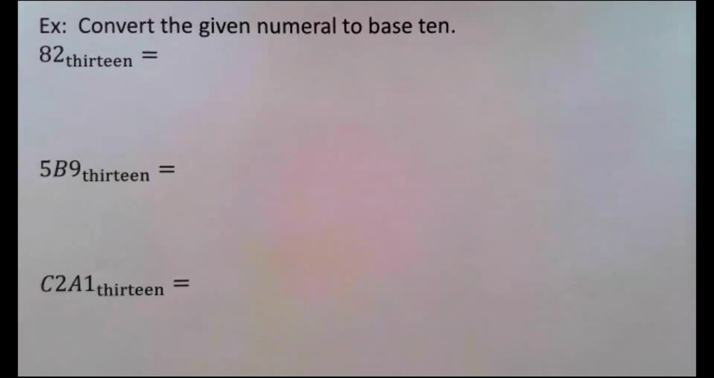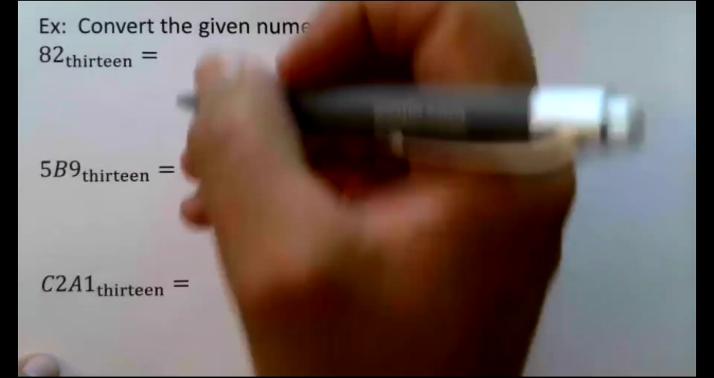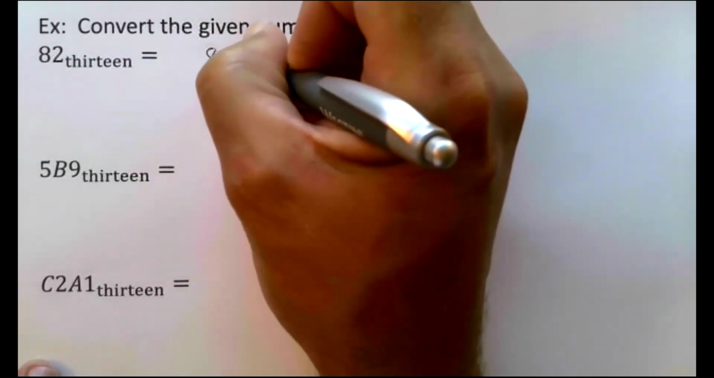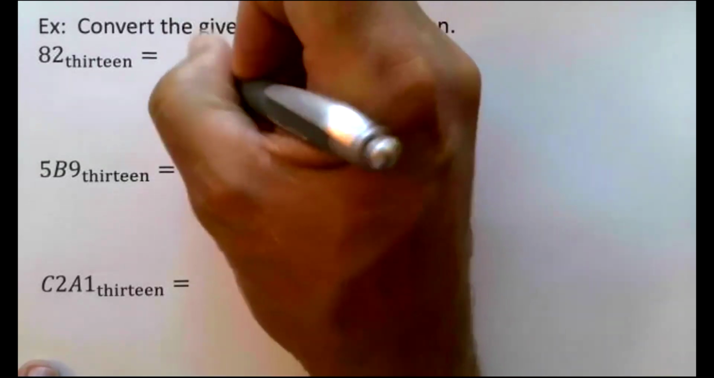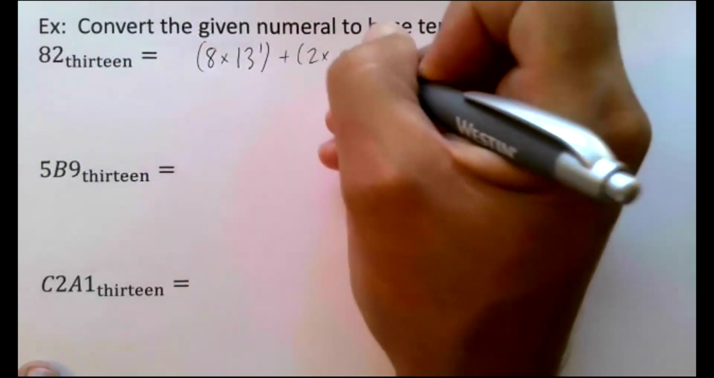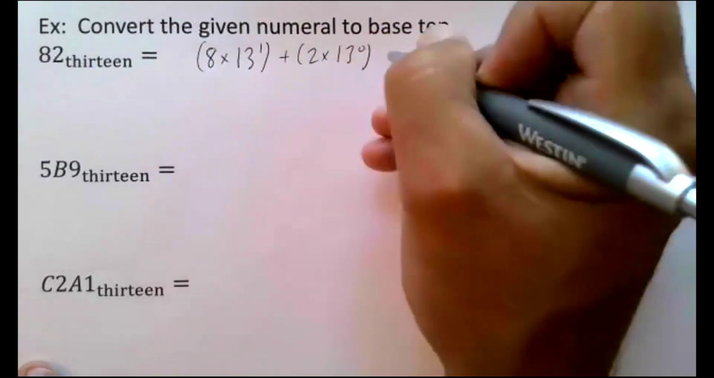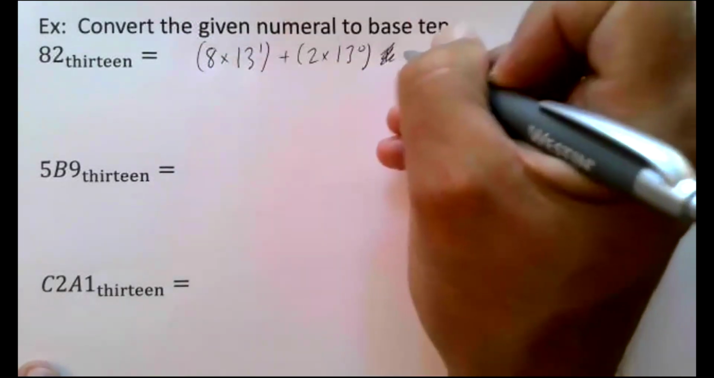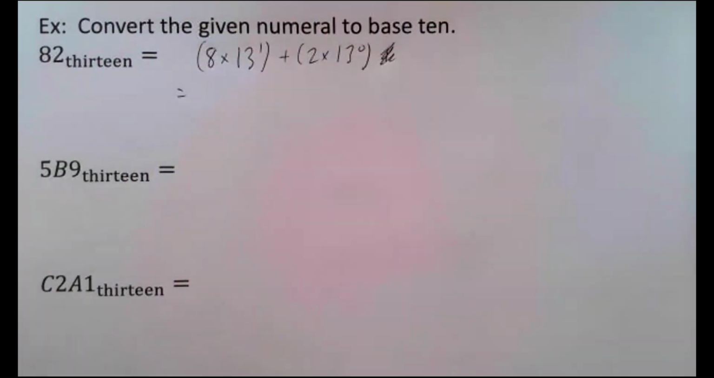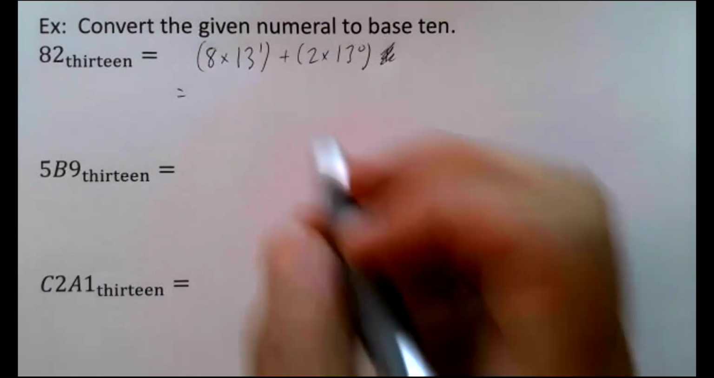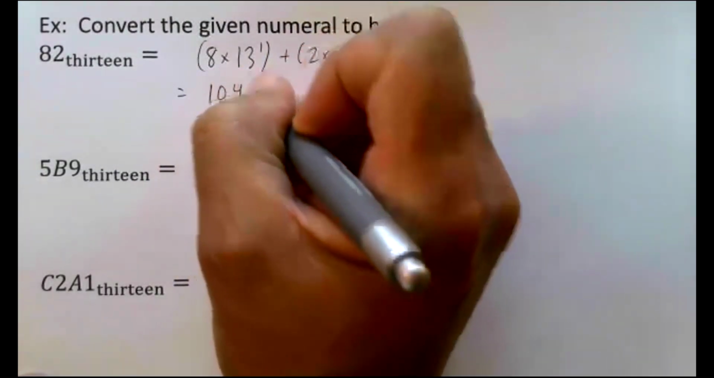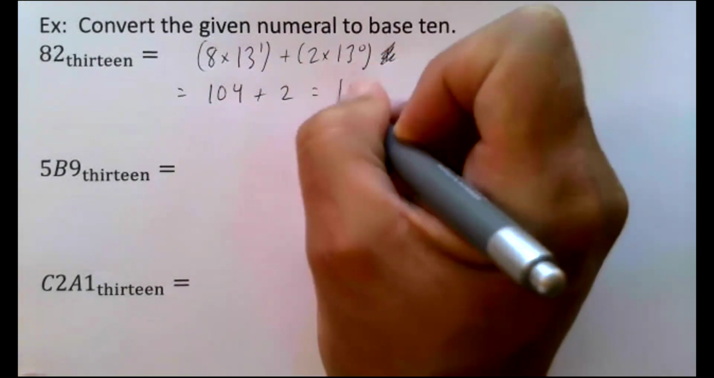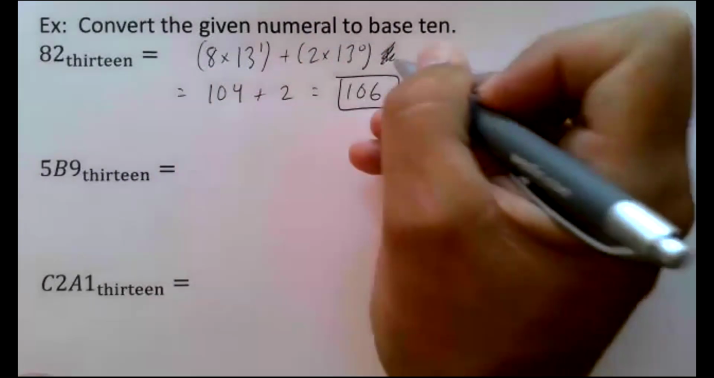You could probably just try to do these on your own, or you could go ahead and watch. I'm going to go a little faster. I think you get the picture by now. This is 8 times 13 to the first power plus 2 times 13 to the 0 power equals 8 times 13 is 104. 2 times 1 is 2. This would be equal to 106.